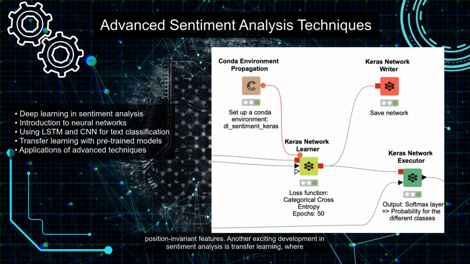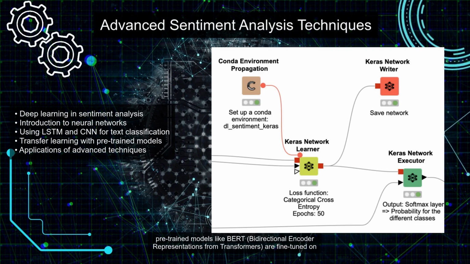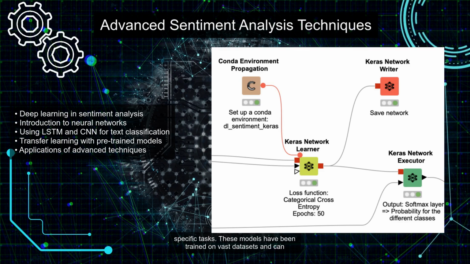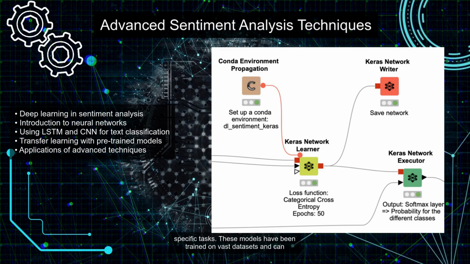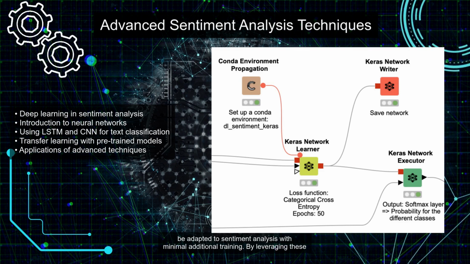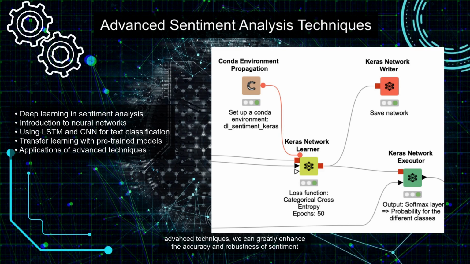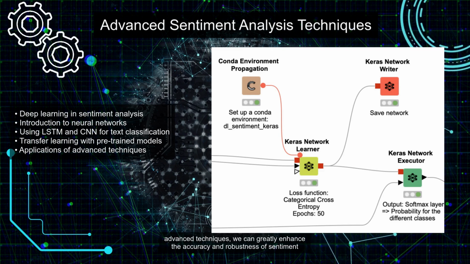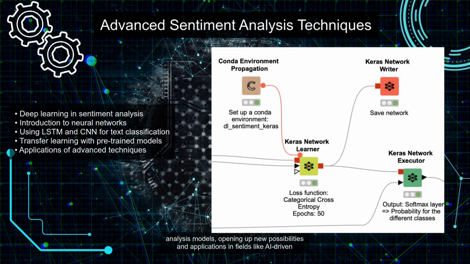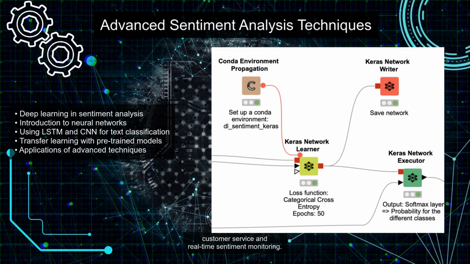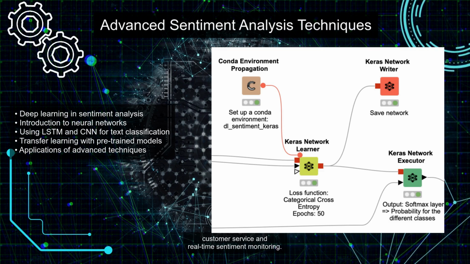Another exciting development in sentiment analysis is transfer learning, where pre-trained models like BERT, bidirectional encoder representations from transformers, are fine-tuned on specific tasks. These models have been trained on vast datasets and can be adapted to sentiment analysis with minimal additional training. By leveraging these advanced techniques, we can greatly enhance the accuracy and robustness of sentiment analysis models, opening up new possibilities and applications in fields like AI-driven customer service and real-time sentiment monitoring.